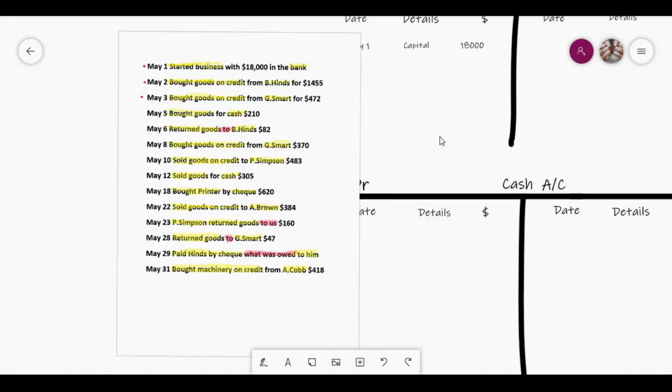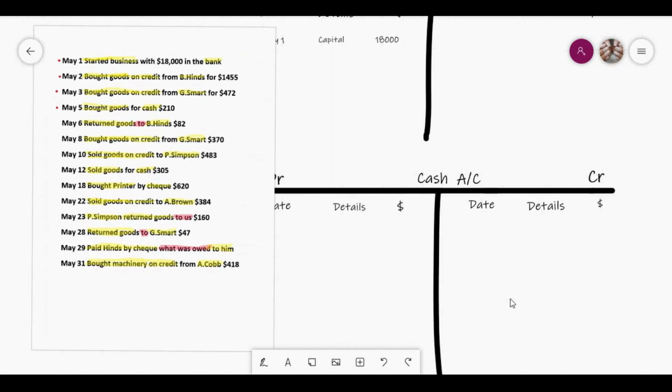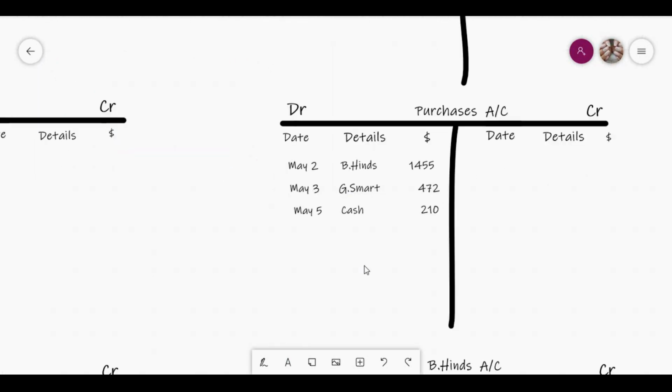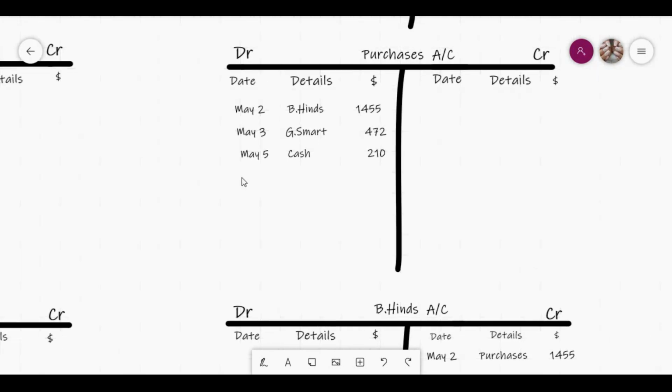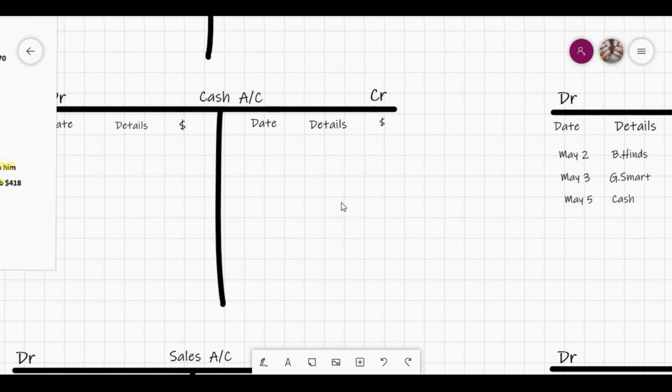Okay, so on May 5, bought goods for cash, $210. This affects the cash account and the purchases account. It is going to be credited under the cash account because you are using cash to purchase goods that are coming into the business.